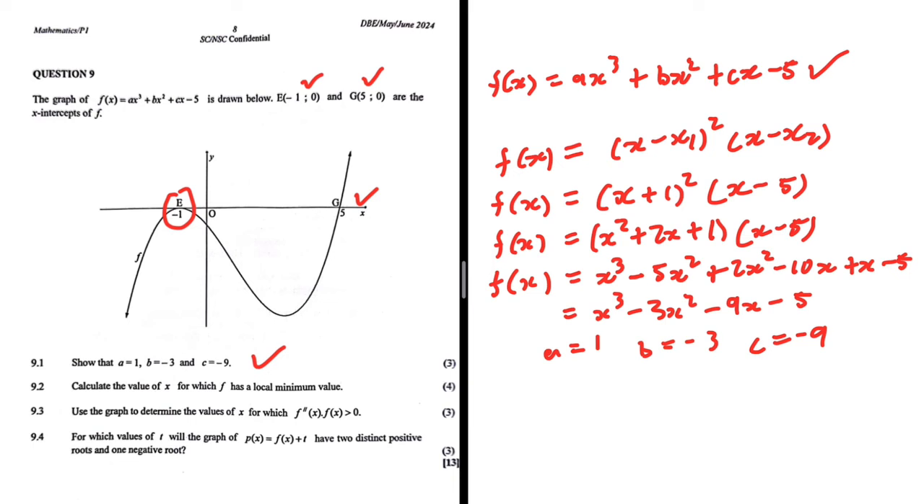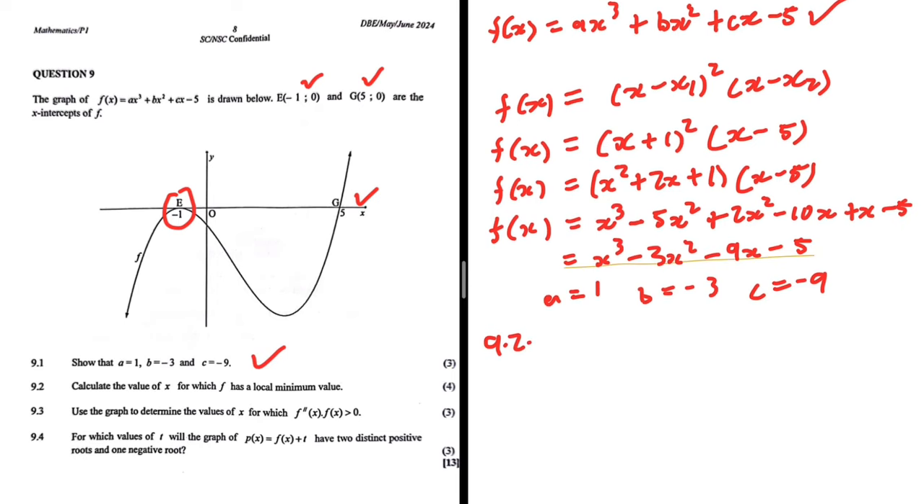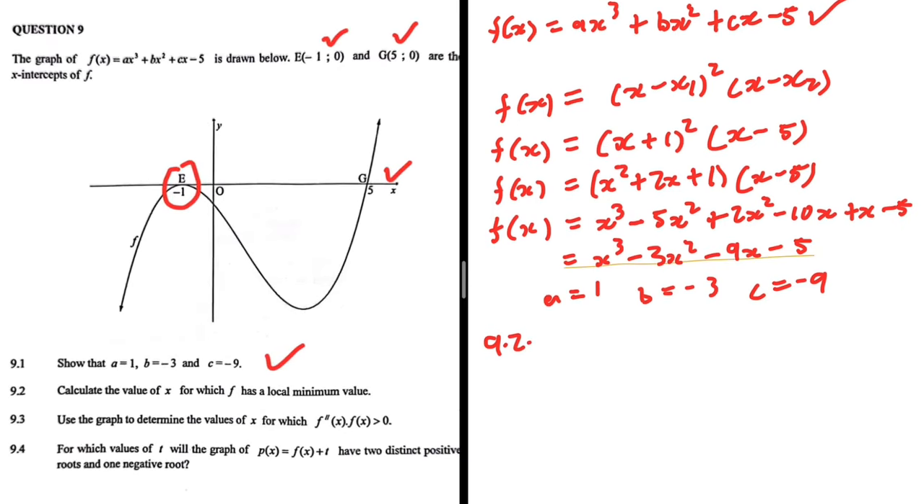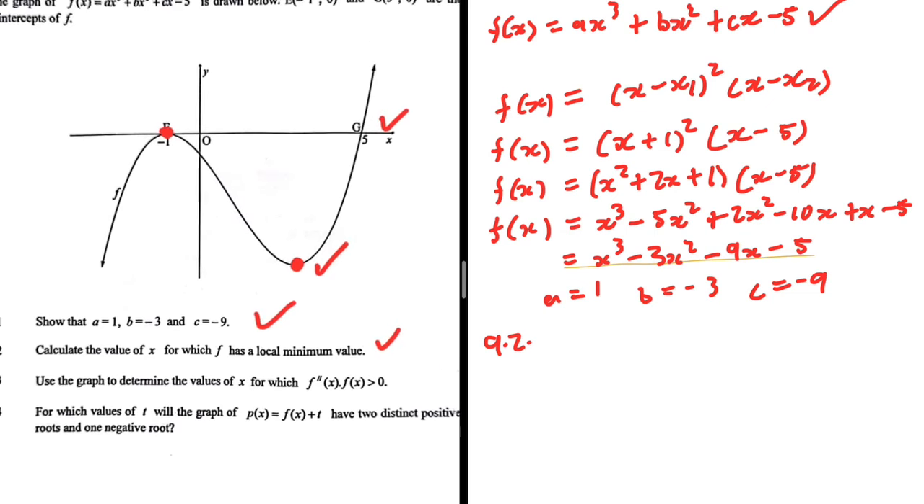Let's go ahead and do 9.2. So 9.2, calculate the value of x for which the function f has a local minimum. So this is our local maximum and this is our local minimum. So we want the x value at that point. How are we gonna do that? Well, we know that the gradient at the turning point is 0. So it's just a matter of differentiating the function and equating to 0.